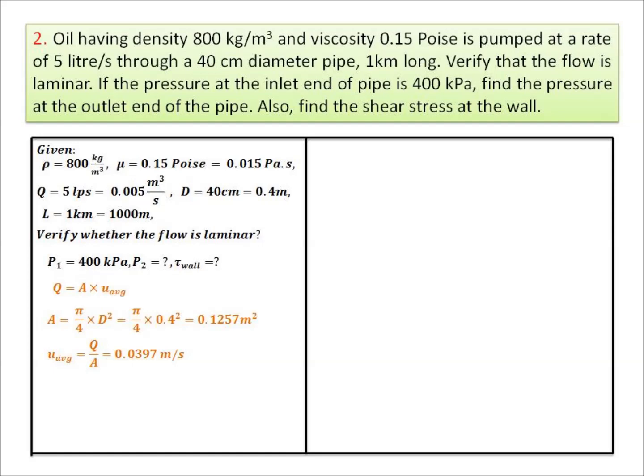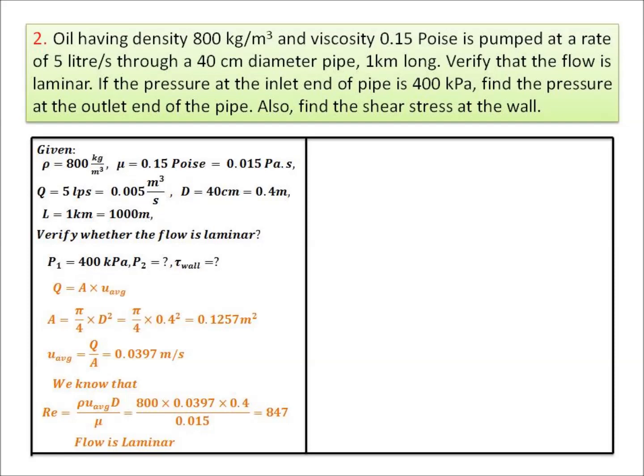To verify whether the flow is laminar or not, we have a dimensionless number called Reynolds number. Reynolds number is nothing but rho u average d upon mu. We have been given the density rho, that is 800 kg per meter cube, average velocity we got 0.0397 meter per second, and the diameter of pipe as 0.4 meter. Along with this, the viscosity of fluid flowing is given, it is 0.015. After putting all these values, the Reynolds number that we get is 847, and as it is less than 2000, we can call this flow laminar flow.